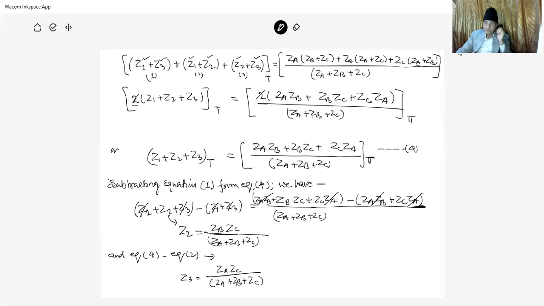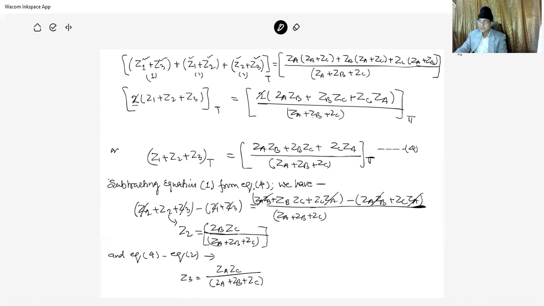So what we have to do? We subtract equation 1 from equation 4. In equation 4, we have Z1 plus Z2 plus Z3. In equation 1, we have Z1 plus Z3. So by subtracting, these two terms are cancelled, and the one remaining is Z2. So this is the expression of Z2.